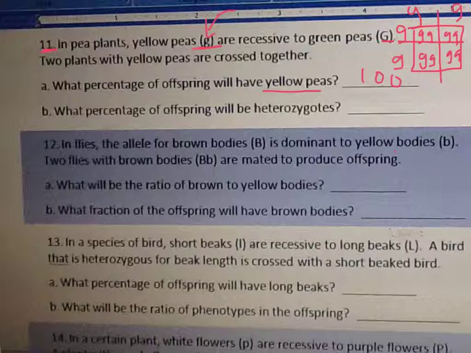Okay, what percent will be heterozygous? Hetero means different, right? So 1 big, 1 little. Is there any offspring that's 1 big, 1 little? No. So it's 0.